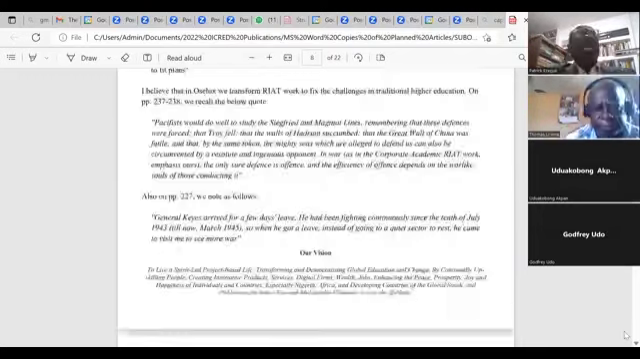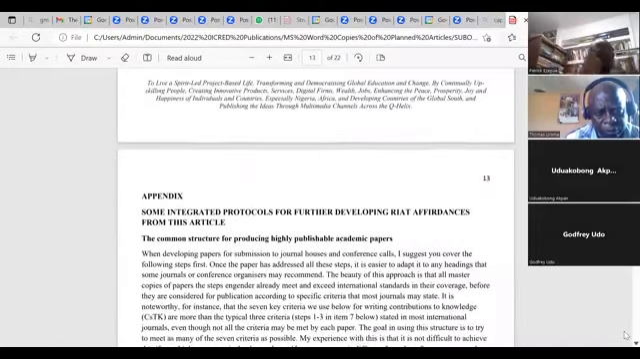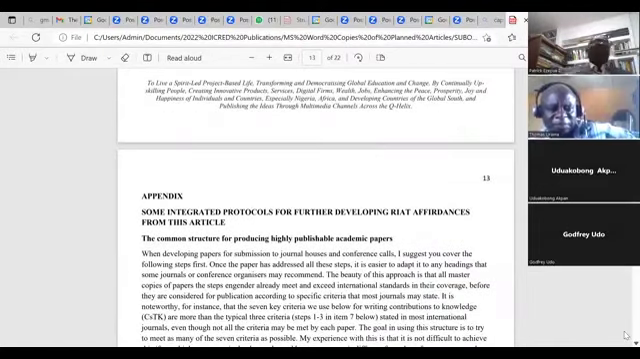We then get down to those frameworks. The frameworks we are using now are these. You can see. So we are going to live in this appendix for a while, because this is where we are trying to talk about those integrated protocols for further developing the right affordances from this article. I can see a typo there, but I'm going to correct it later.